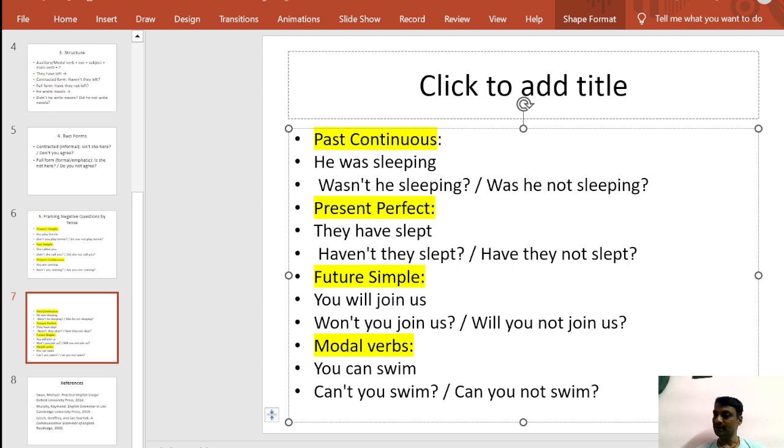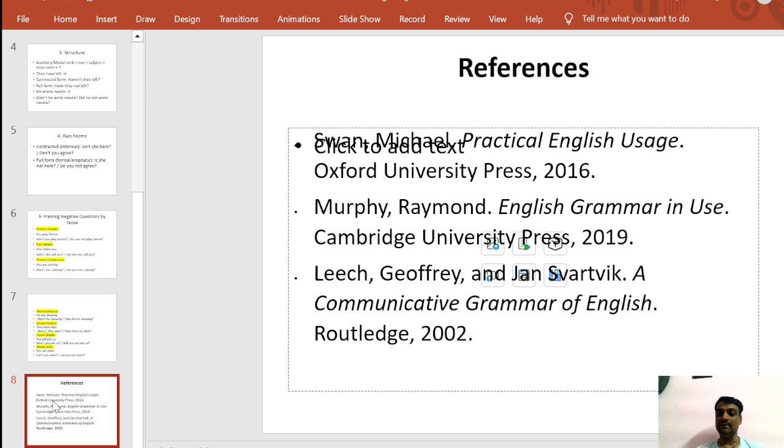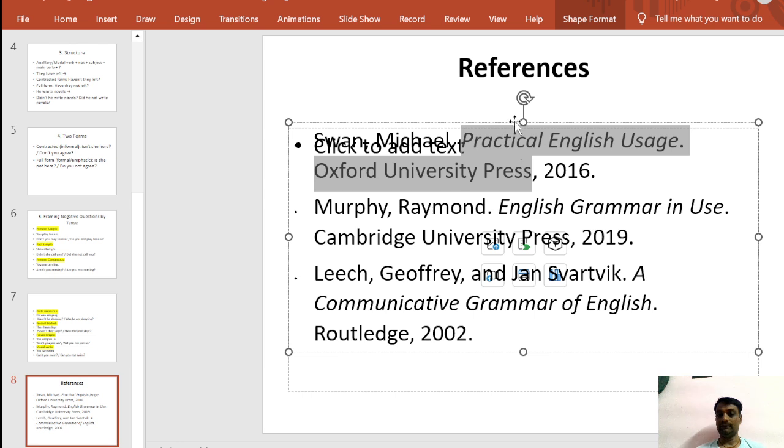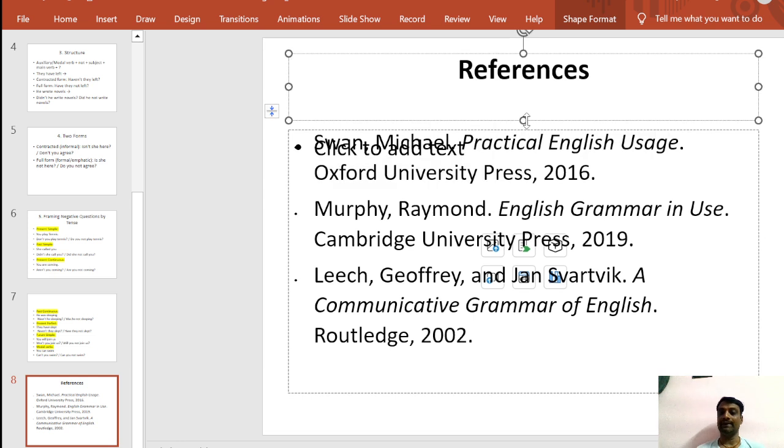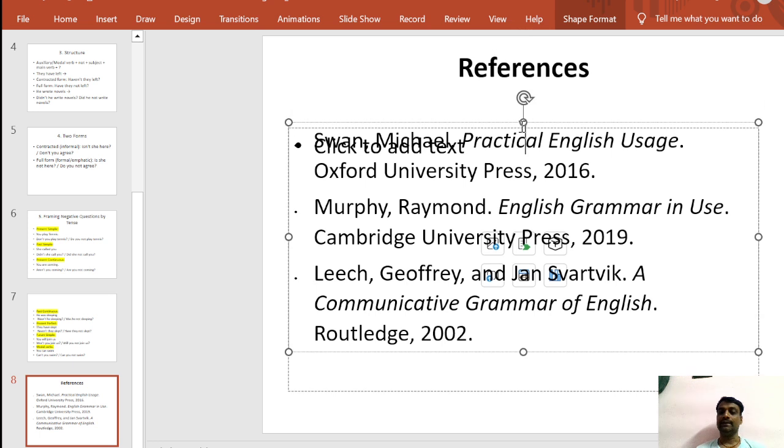Won't you join us? Will you not join us? Like that. You can also use modals; the negative form will be Can't you swim? Can you not swim? So these are some discussions for your information, and these are some references I have brought for your reference, some books like this. Let us stop the discussion on framing negative questions here. We will continue with more information in the next session.